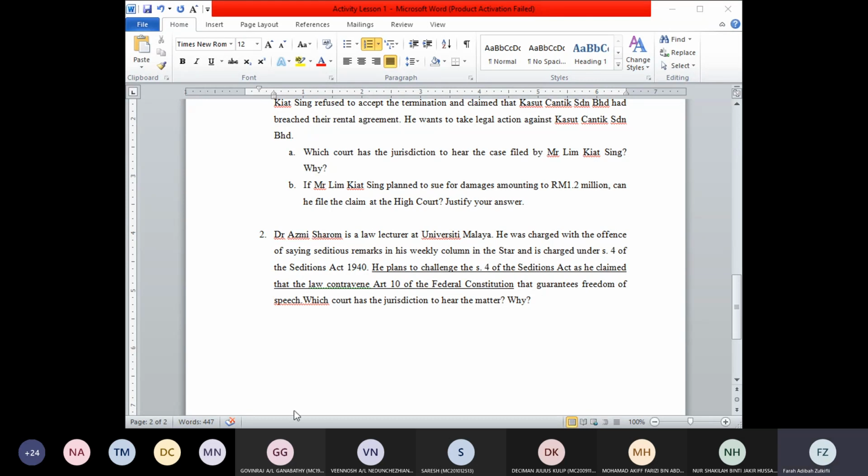So I think the Federal Court rejected his appeal because Section 4 of the Sedition Act is quite a controversial section, and many people have tried to challenge that Act at the Federal Court. But I don't think anyone has ever succeeded in challenging that Act.